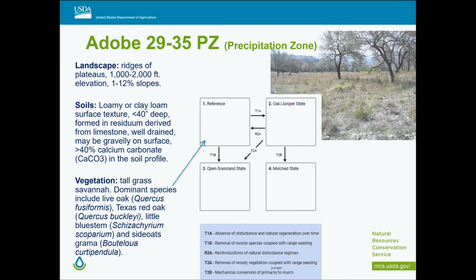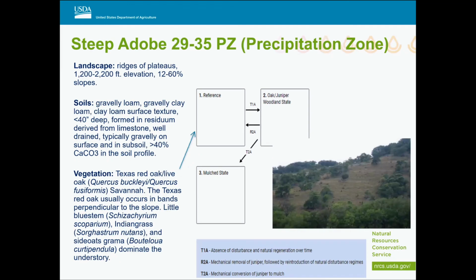So in the reference state, this Adobe site supported a tall grass savanna with live oak and Texas red oak. And then what can happen is you can go to different states. So the vegetation might look very different due to lack of fire. You can see this arrow to the number 2 is the absence of disturbance, which is probably no fire over time. And then these oak trees and juniper trees just naturally reproduce. So you might have a wall of trees. Doesn't mean it's a different ecological site. It means the ecological potential has changed. And so here's steep Adobe, and I included a picture here for fun.